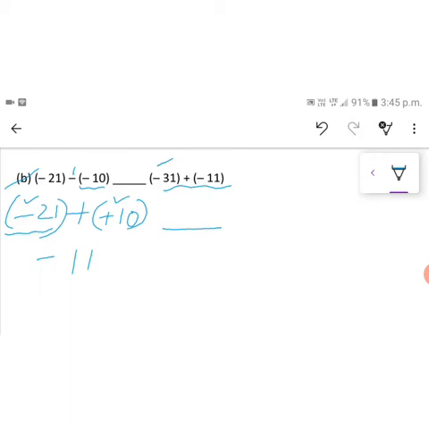Here the two numbers have same sign. So add the two numbers and give the same sign. Minus 31 minus 11. 31 plus 11 we get 42 and give the same sign, minus. Now find minus 11 or minus 42. Which one is greater? Minus 11 is greater than minus 42.